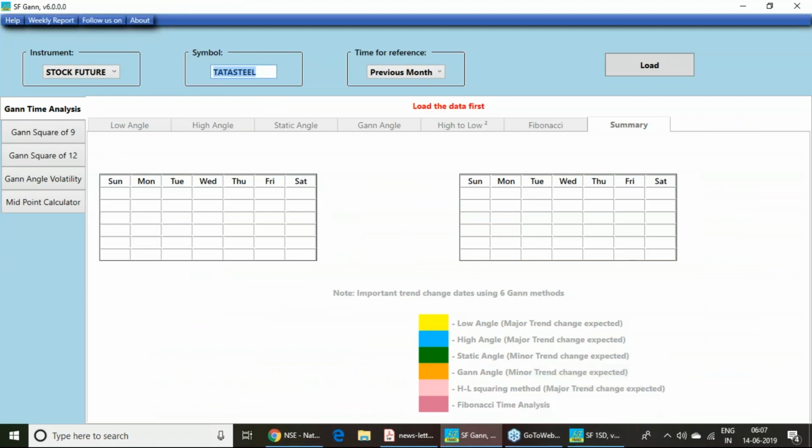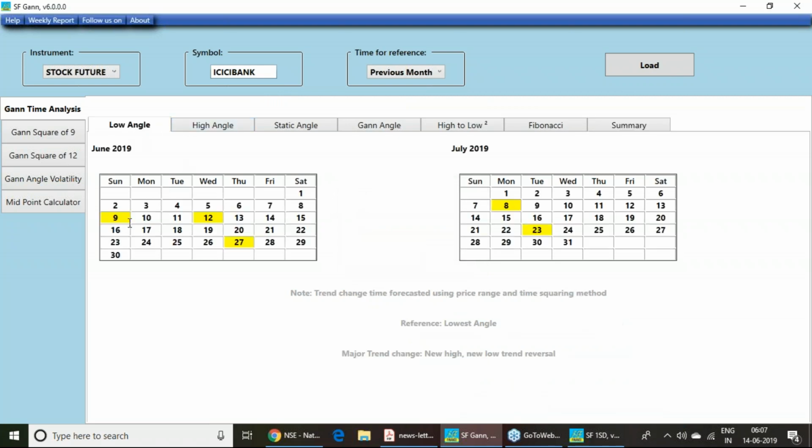Suppose you want to see what the trend reversal date is for ICICI Bank. I just load the data, and this will give me the trend reversal date for ICICI Bank. Once I load the data here in GAN's time analysis tool, it gives me the trend reversal date falling on 27th here, and 18th and 13th also.